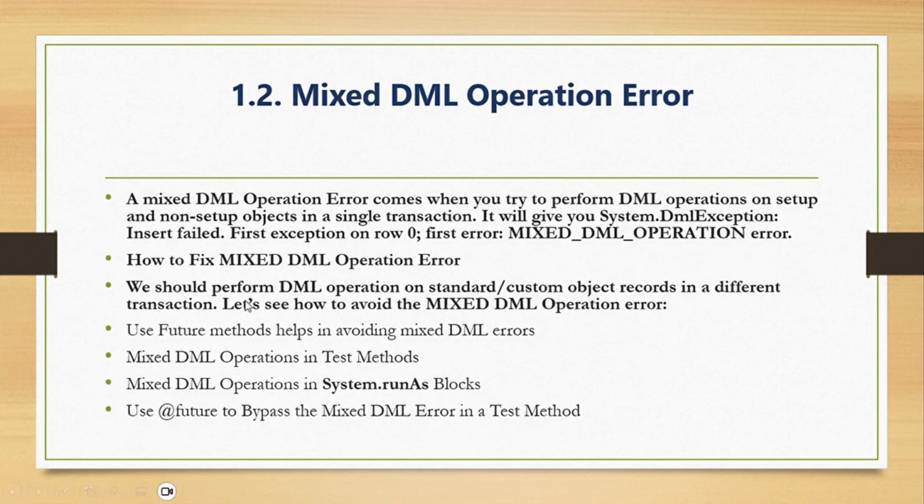Firstly, use a future method, which helps in avoiding mixed DML errors. For mixed DML operation in a test method, use System.runAs blocks, and use the same feature to bypass the mixed DML error in the test method also.